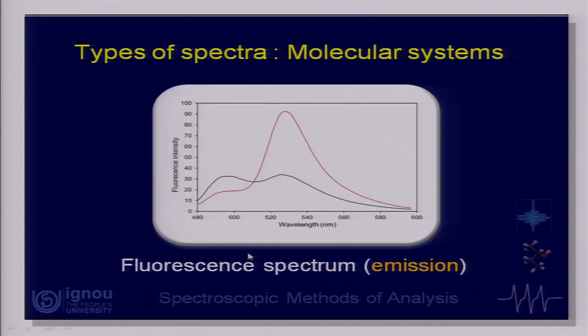Take yet another example. This is a fluorescence spectrum. On the y axis I have fluorescence intensity as a parameter, and on the x axis I have wavelength. If you see it closely, here again I find that the spectrum is a broad band. So, this is an emission spectrum, because we learnt in the previous session that the fluorescence spectrum is an emission spectrum. Let us take one more example.